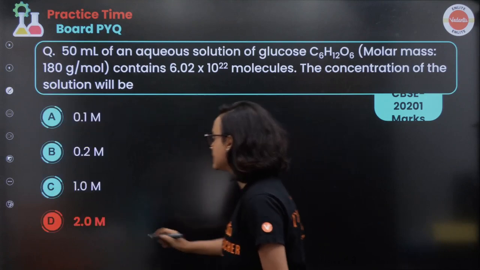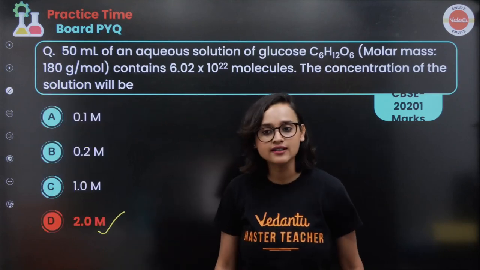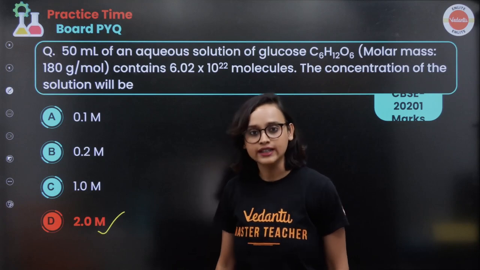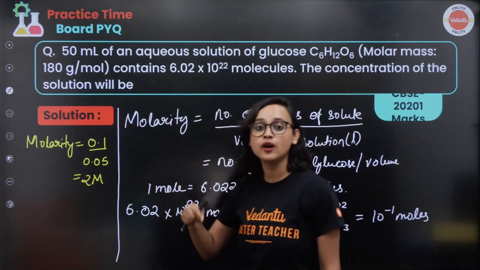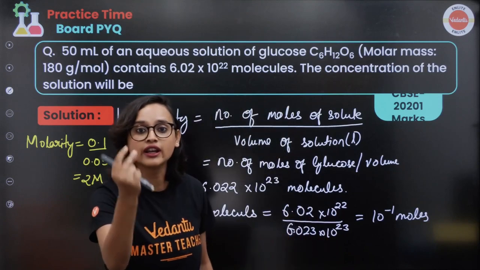Take a look at it. See, 2.0 M. That is your answer. That's how you figured it out. Yes, so for 1 mark, you will have to do this much, or if you are very good with your calculation, then you can do it in your head.